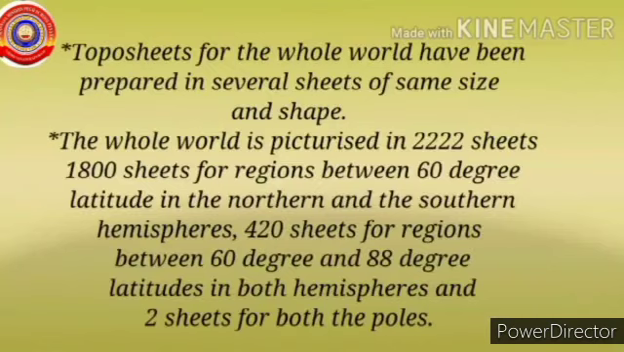Topo sheets for the whole world have been prepared in several sheets of same size and shape. The whole world is picturized in 2222 sheets: 1800 sheets for regions between 60° latitude in the northern and the southern hemisphere, 420 sheets for regions between 60° and 88° latitudes in both hemispheres, and 2 sheets for both the poles.